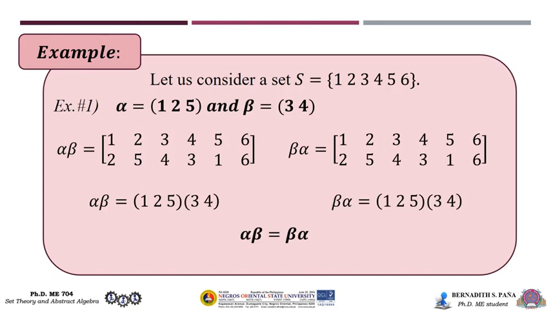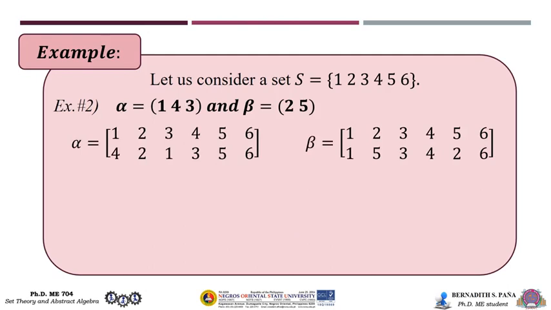Let us have another example. Still using the set S with elements 1 through 6. Suppose we have now alpha equals 1, 4, 3 and beta equals 2, 5. In our notation, we can have our alpha be equal to this array 1 through 6, 4, 2, 1, 3, 5, and 6, and our beta is equal to 1 through 6, 1, 5, 3, 4, 2, and 6. So in multiplying alpha beta, we can have the same with the previous example. Let us start from right to left.